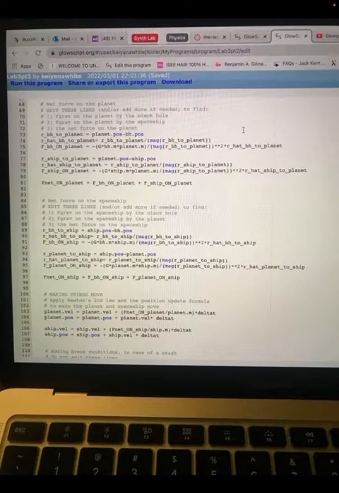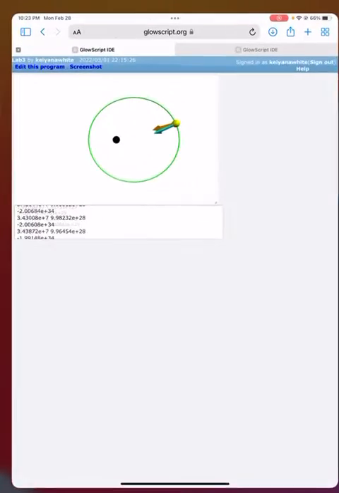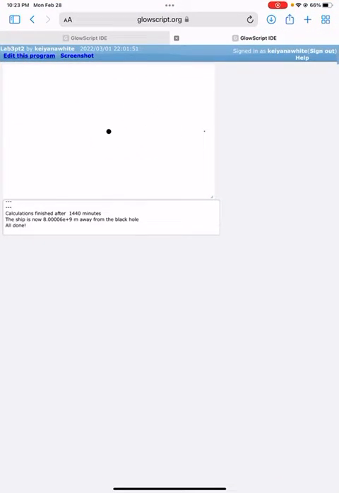Then you do the net force on the spaceship, which is the same thing. The only difference is that instead of using the values for the planet, you use the values for the ship, which can be seen here accordingly. And then we use Newton's second law to update the position, which you can see at the bottom. Continuing down, we make the object move. And then we run this one.